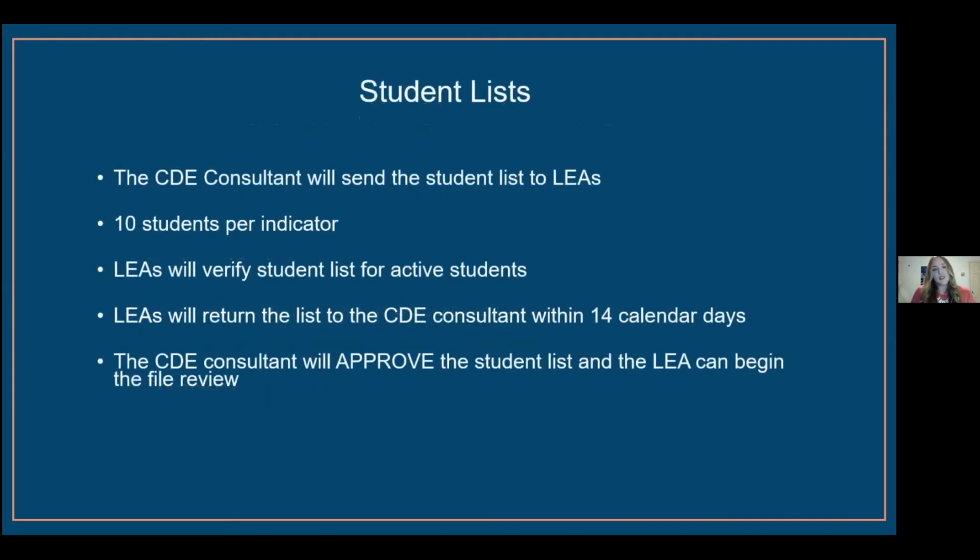So first off, the student list. Your CDE consultant will send or has already sent you your student list. It could be up to 10 students per indicator. So if you are out on all 4 indicators, you might review 40 students. If you're out on 1 indicator, it would be up to 10 students. You'll verify that those students are active. If any have exited, please provide that information and documentation to your assigned CDE consultant within 14 calendar days. Your CDE consultant will approve a student list and authorize you to begin your review.